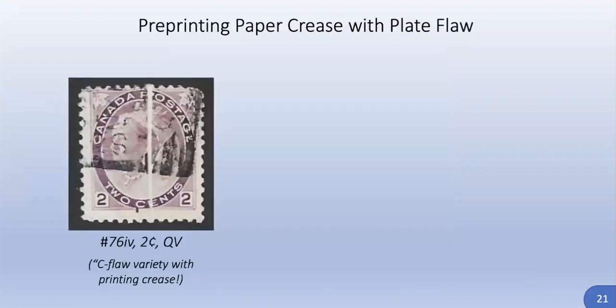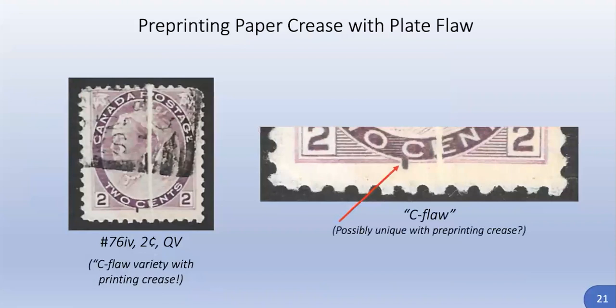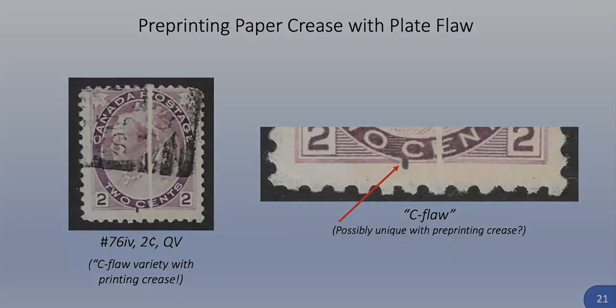Yeah. Here's another interesting one. This is the same numeral issue with a very unusual C-flaw down there, and also with a pre-print increase. That's it. Just a couple extra varieties from the previous presentation.